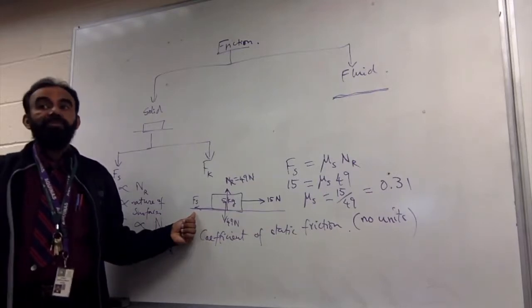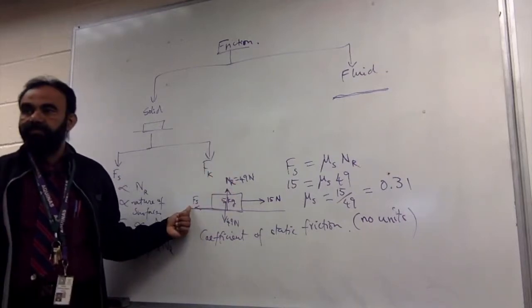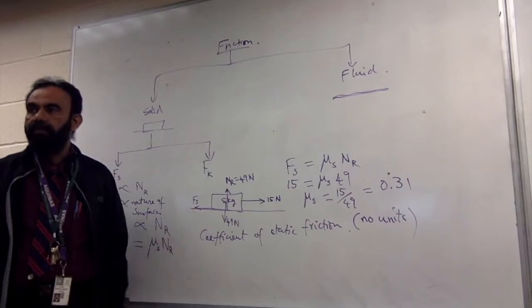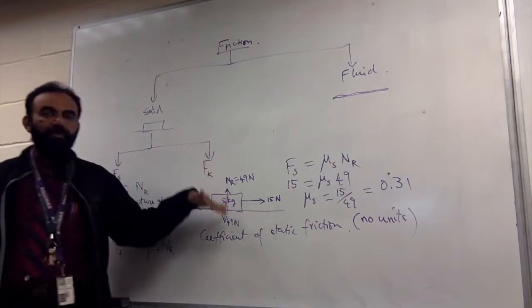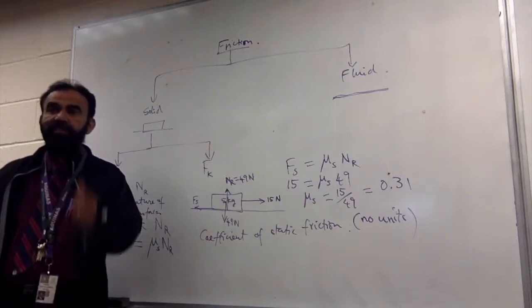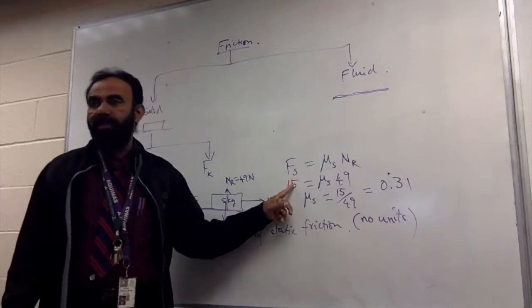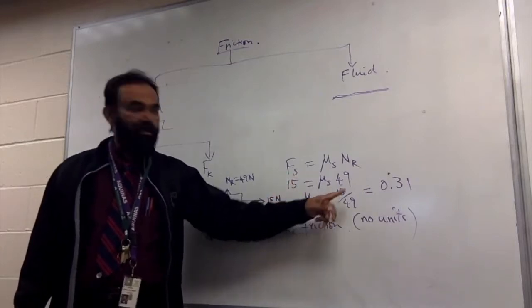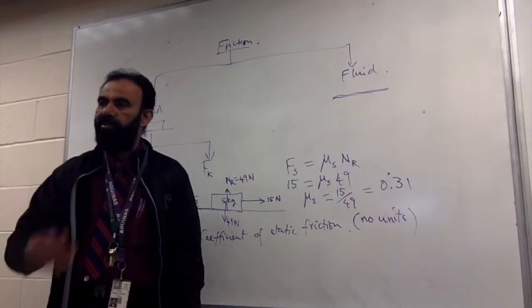If I keep 2 similar books, one on top of each other, how much will Fs build up to? 30? Yeah. Static friction depends on normal reaction. When you put 2 books on each other, what's the normal reaction? It is now 98. So if it is 98, then this will build up accordingly, because this number, 0.31, is a fixed number between the book surface and the table surface.